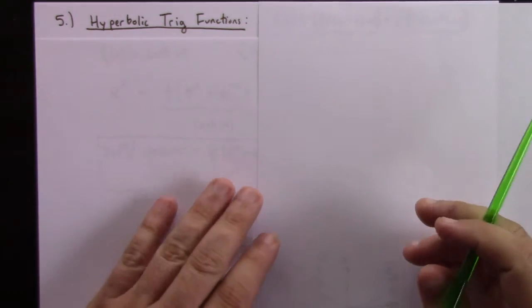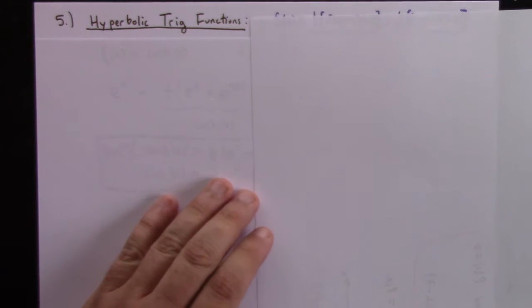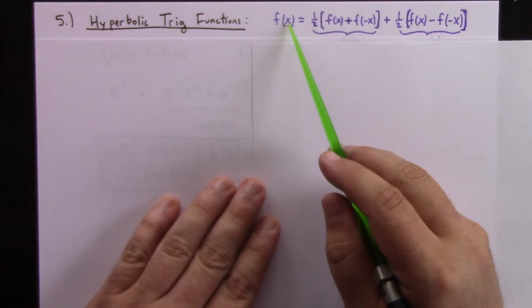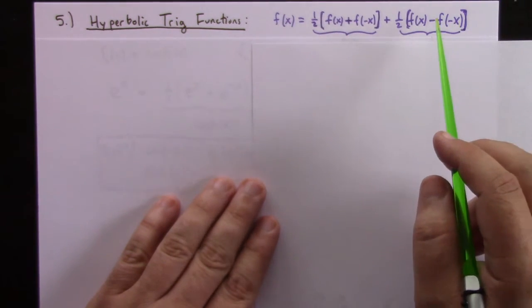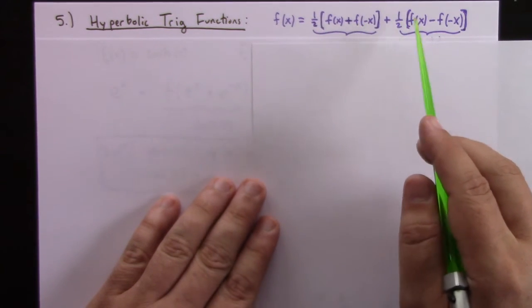Alright, so next up, let's talk about hyperbolic trigonometry. Hyperbolic trig functions specifically. We'll start with this little identity. If we have any function f of x, which has a domain which is symmetric about the origin, we can write this funny little formula. 1 half plus 1 half is 1, and I've added and subtracted f of minus x.